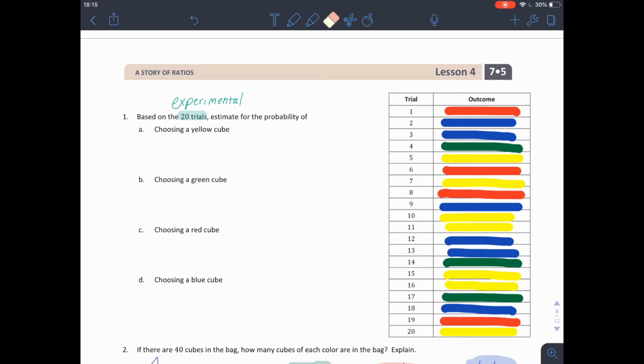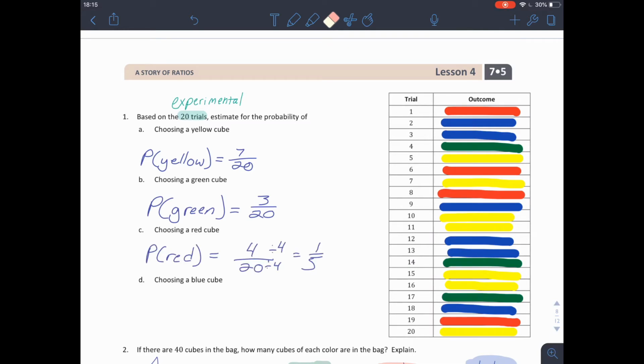So as we already mentioned, to find the probability of any of these events occurring, all we need to do is take the number of times that event occurred and divide it by the total number of, in this case, trials. So for yellow, there were 7 yellow out of the 20, so that's the probability of pulling yellow. For the green, there were 3 out of 20. For the red, there were 4 out of 20, which simplifies to 1/5. And for the blue, there were 6 out of 20, which simplifies to 3/10. So this here is our experimental probability.